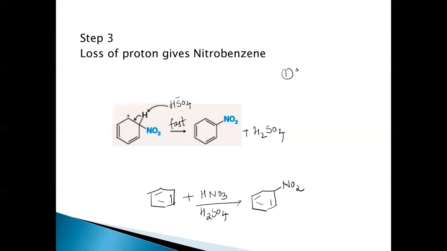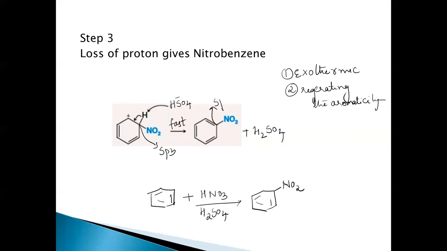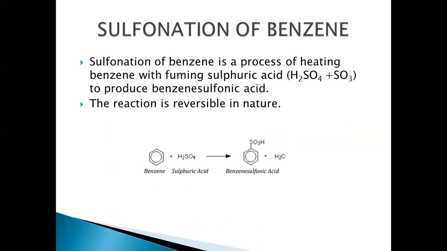And this step is a fast step, and it is an exothermic reaction where heat is released, and also the aromaticity is regenerated. It is regenerating the aromatic character, because the sp3 hybridized carbon atom has now changed to sp2 by the loss of the proton, thereby regenerating its aromaticity. So this is about the nitration of benzene.